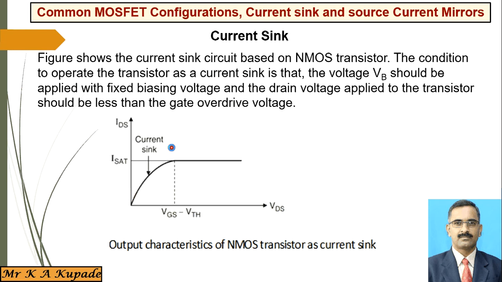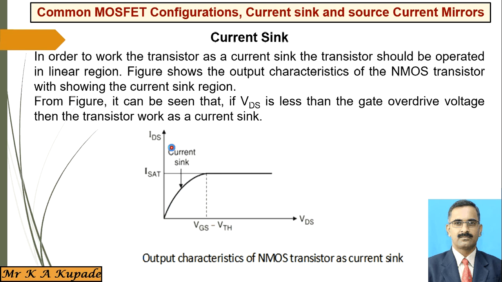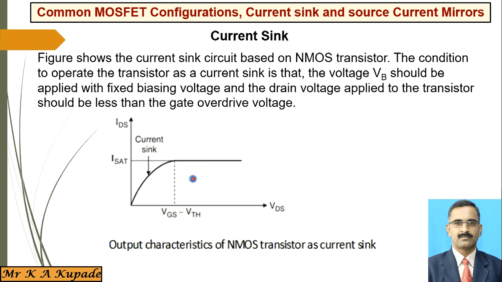There are two conditions. One is that your VDS is less than the gate overdrive voltage, no problem. In this position you are getting the current sink. Another is that whenever the VB, a biasing voltage, is applied at the gate terminal, the applied drain voltage should also satisfy that VB voltage condition. The VDS should be less than again the gate overdrive voltage.